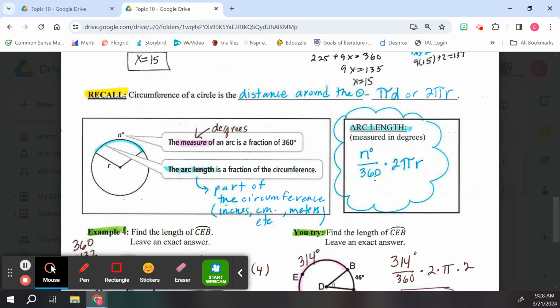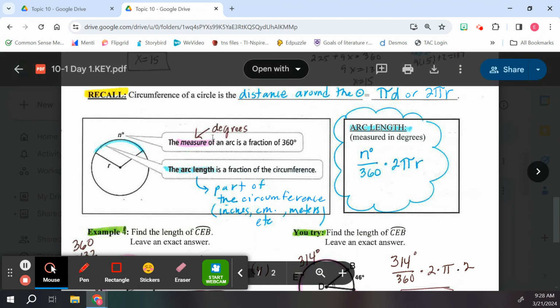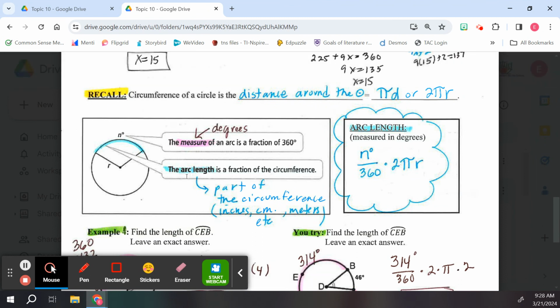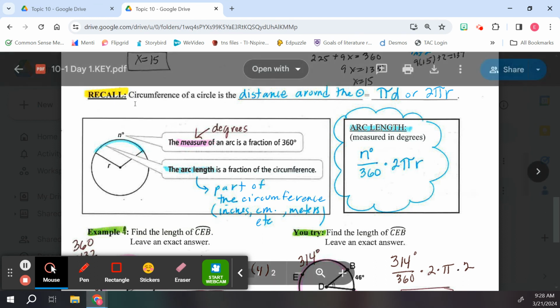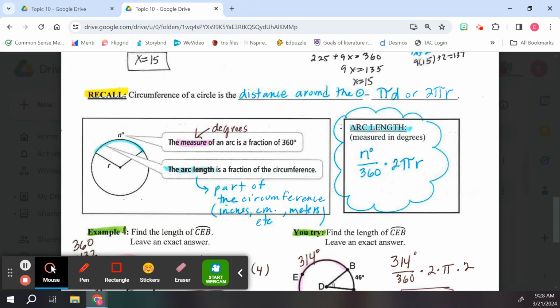So in this case, the measure of an arc is a fraction of 360. We have this n right here, and we measure that in degrees. The arc length is a fraction of the circumference, okay? So we're not trying to find the amount of degrees this is. We're trying to find, if I took it and stretched it out, how long is that going to be? So this leads us into our next formula, which is measured in degrees.